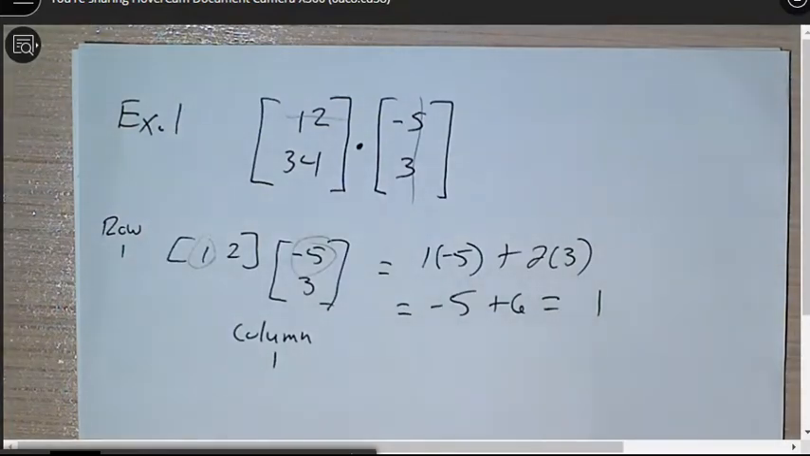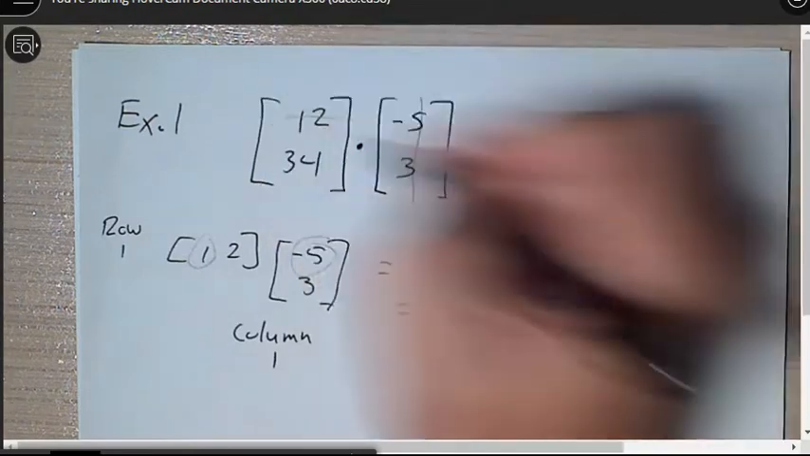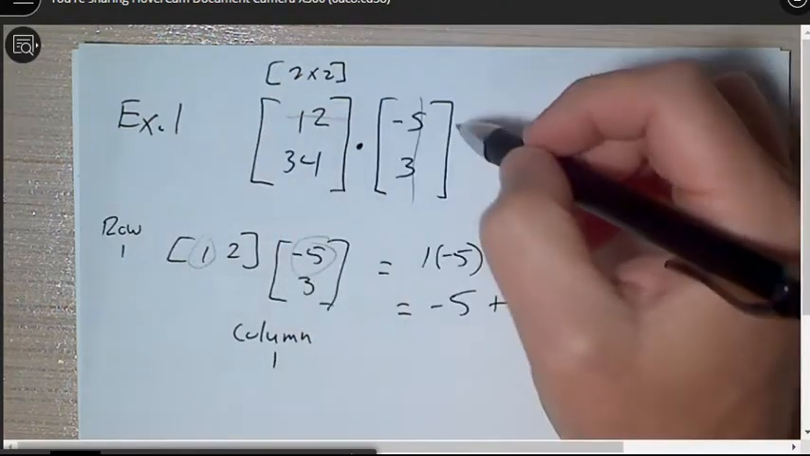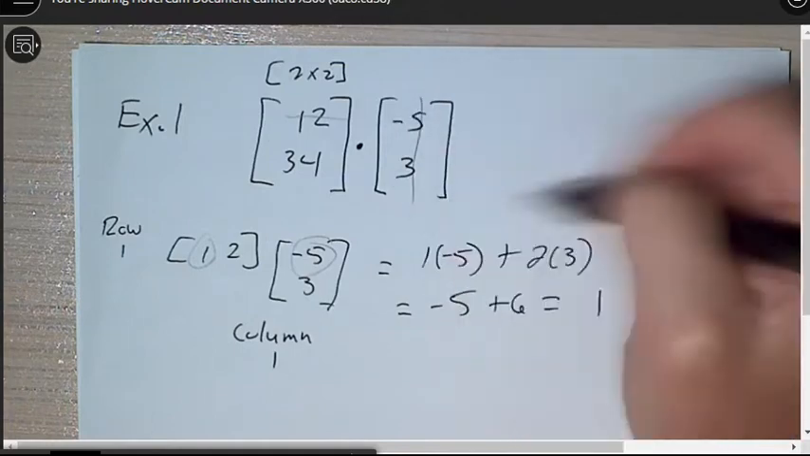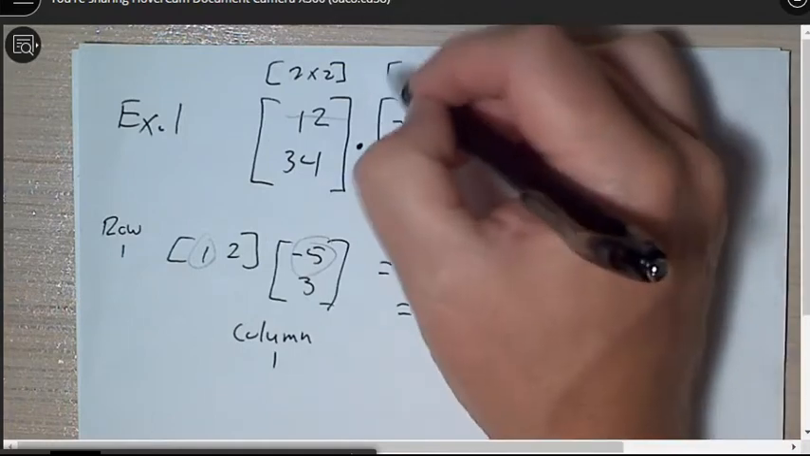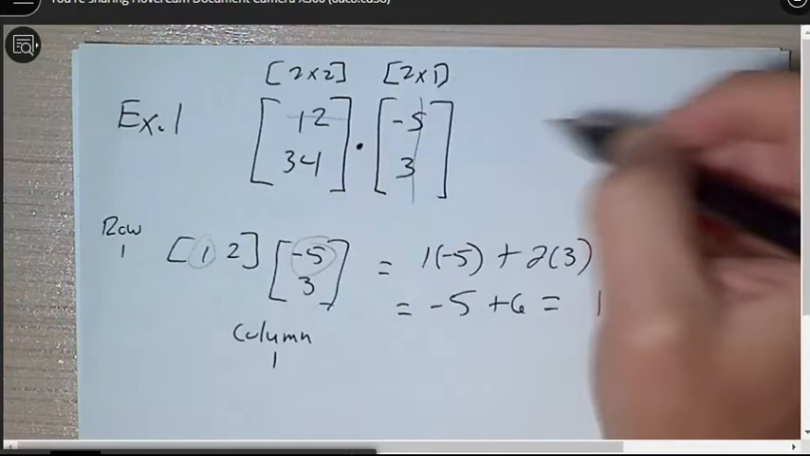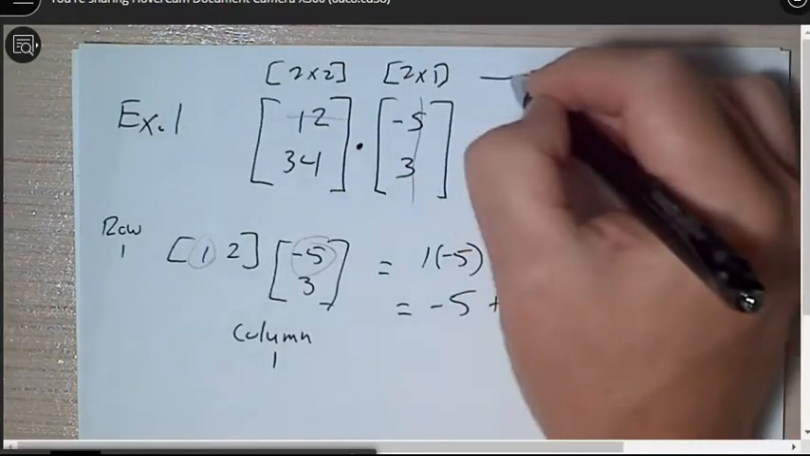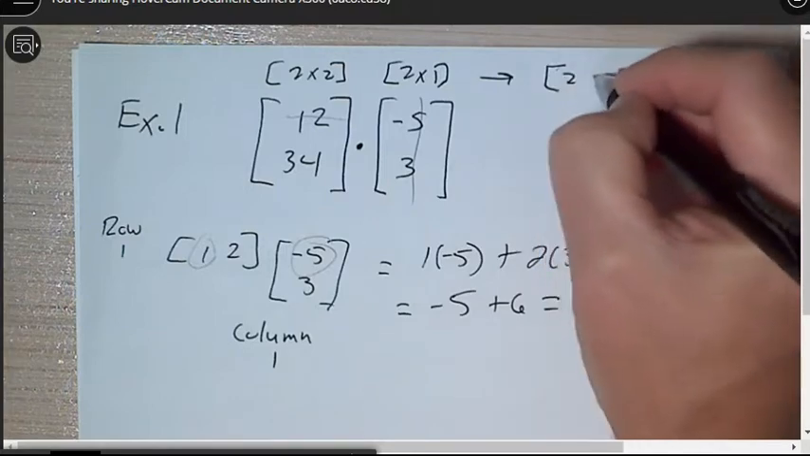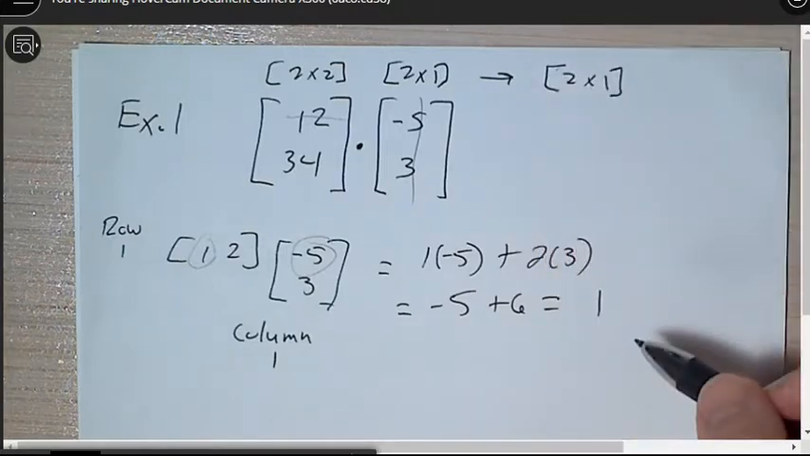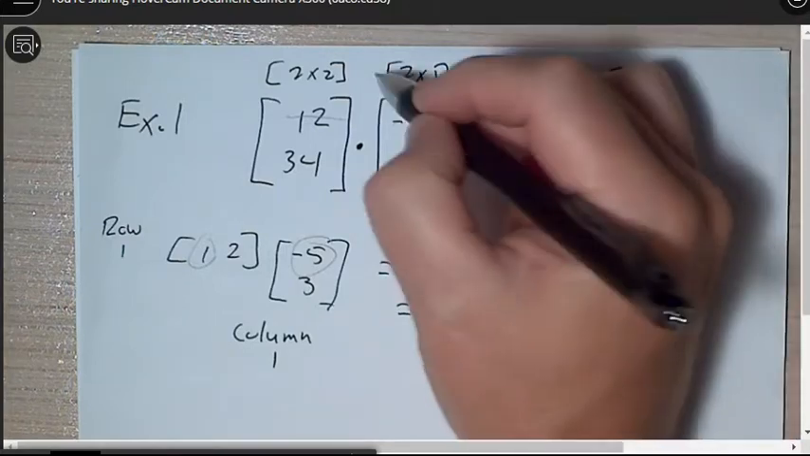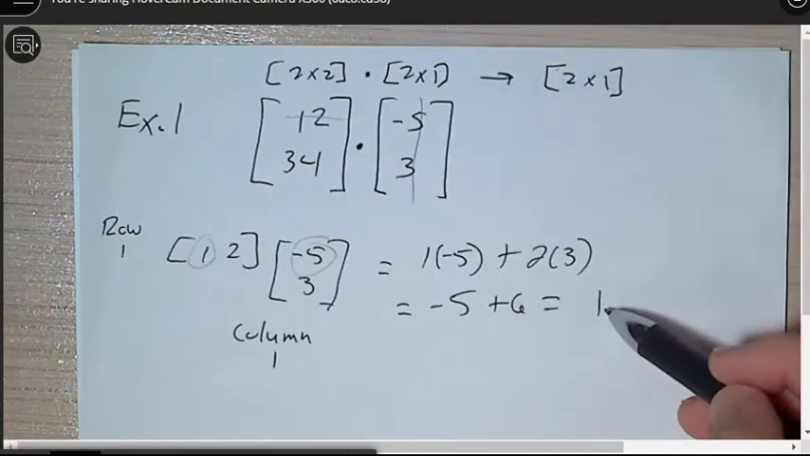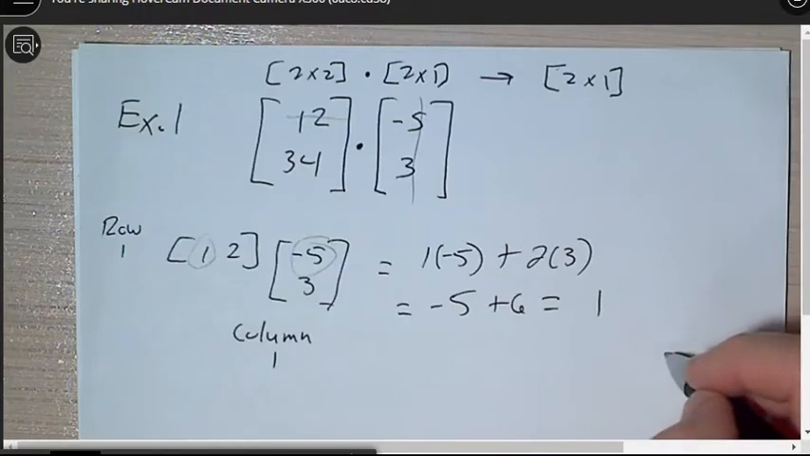Now, to get a feel for this, we know that this matrix is a 2 by 2 matrix. This matrix is a 2 by 1 matrix because there are 2 rows and 1 column. So the numbers do match in the middle, and the answer you're going to get is a 2 by 1 matrix. It's going to look a lot like this, and this is the first number that we have here.